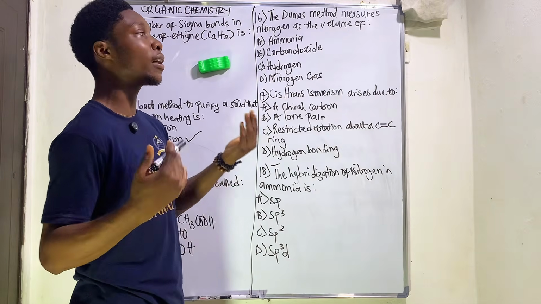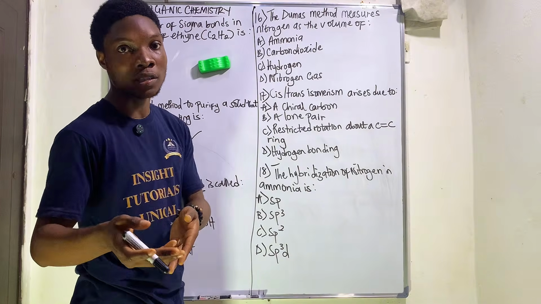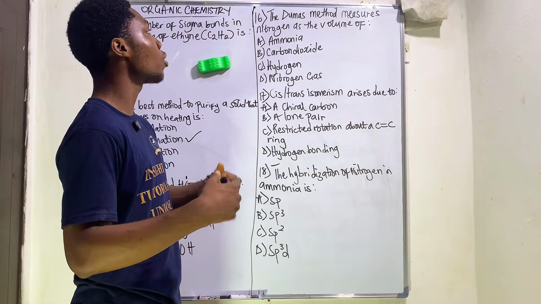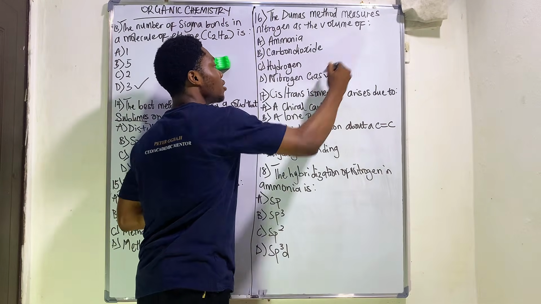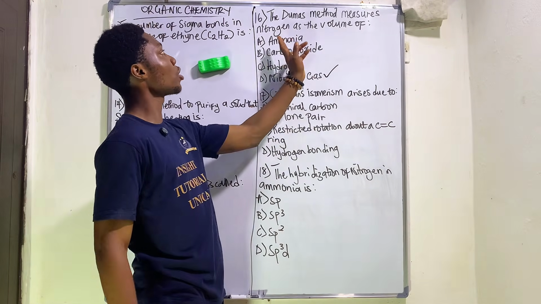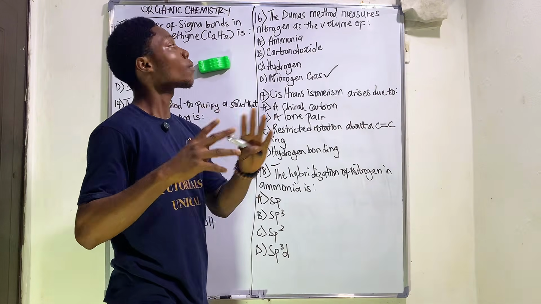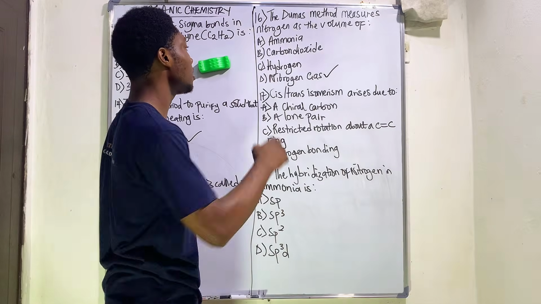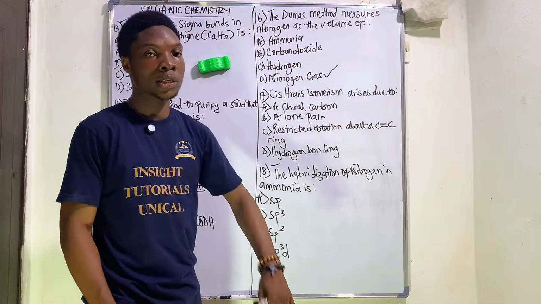So now how it works is that the organic substance is passed through heated copper(II) oxide and carbon dioxide. So the concept is the heated copper(II) oxide will cause the evolution of nitrogen gas, and this nitrogen gas is collected to measure the volume of nitrogen. All right, so what you are using to measure the nitrogen volume in the Dumas method is nitrogen gas, not hydrogen, not carbon dioxide, not ammonia.